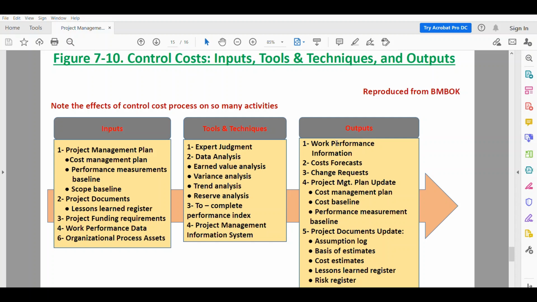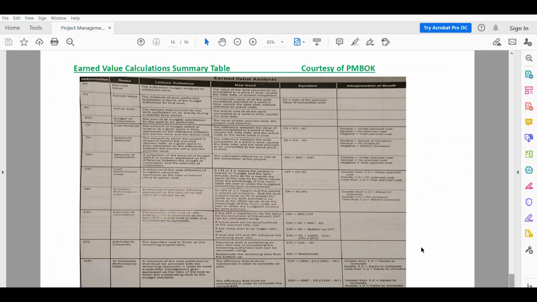The output here, and I'd like you to note that the control cost process will have so much effect on so many activities. The outputs are the work performance information, second, cost forecasts, third, change requests, fourth, project management plan updates, and fifth, project documents updates.